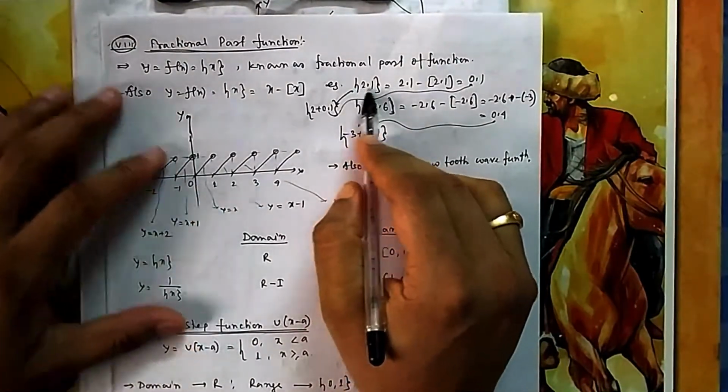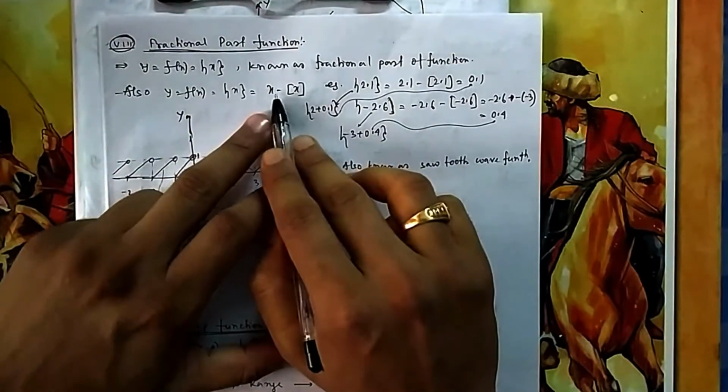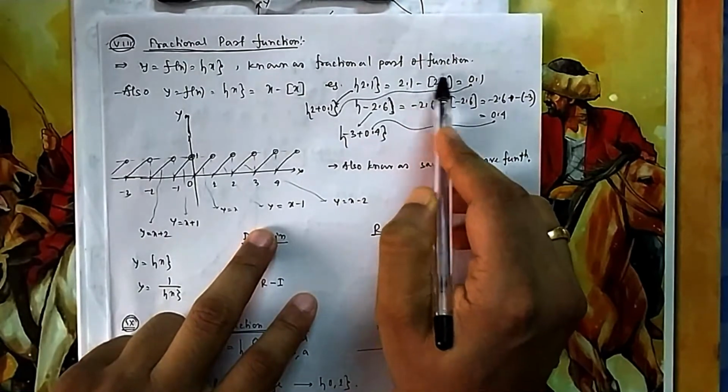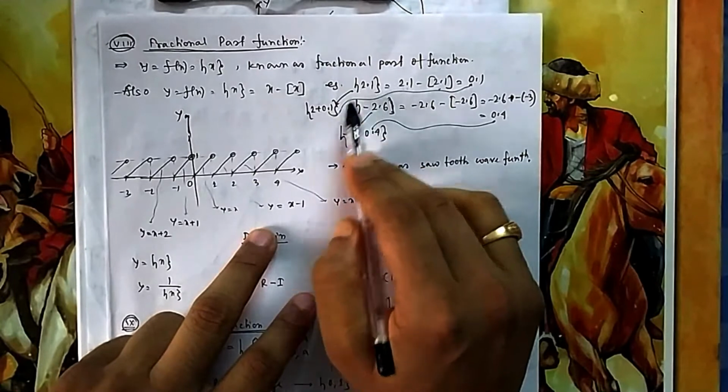So the fractional part of 2.1 means, you remember this one, this is also something you have to remember, this is nothing but x minus box x. So 2.1 minus box of 2.1. Box of 2.1 is 2, so 2.1 minus 2, only the fractional part is coming.